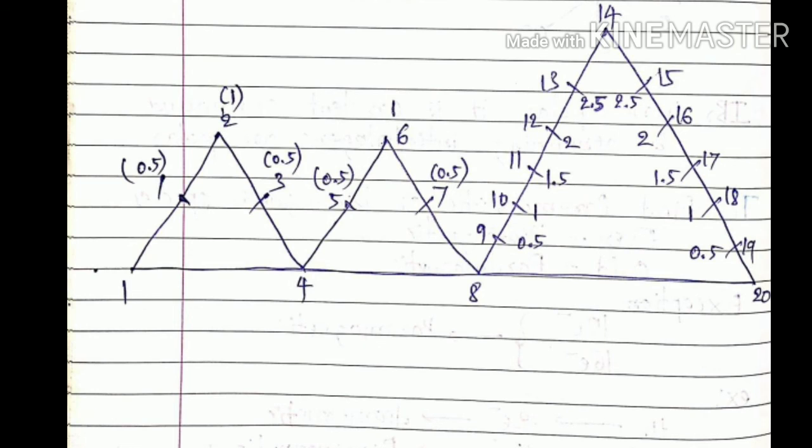Like that we'll consider this one. If it is 4, then it is 0. If it is 6, then it is 1. If it is 8, then it is 0. So like that it will increase. So 10 electrons 1, 12 electrons 2, 14 electrons the bond order is 3. Like that 16 electrons 2, 18 electrons 1 and 20 electrons it is again 0.